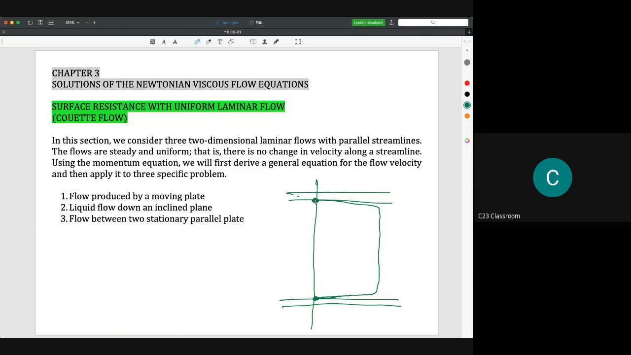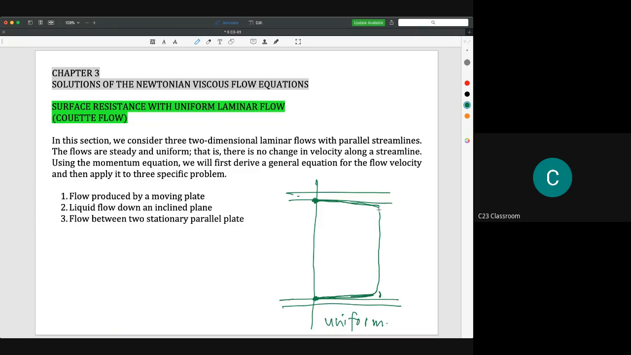So the change here might be around 1 or 2% of the total velocity. So maybe you can assume that this flow is actually uniform. It depends on you, because the change of velocity here will not affect the calculation. So you could assume that this flow is uniform.